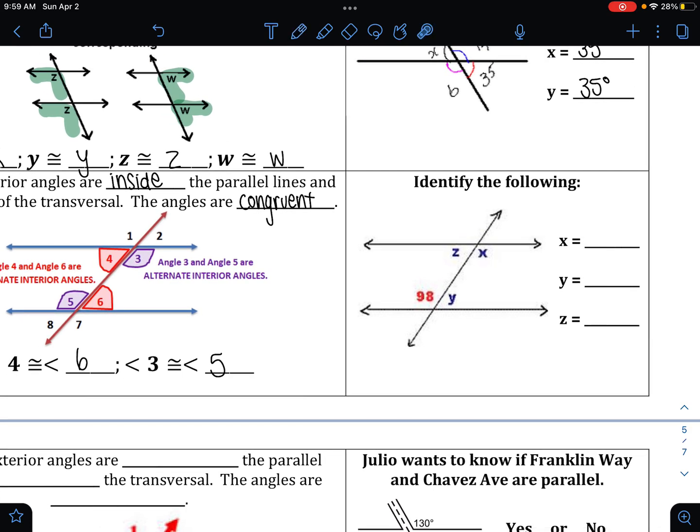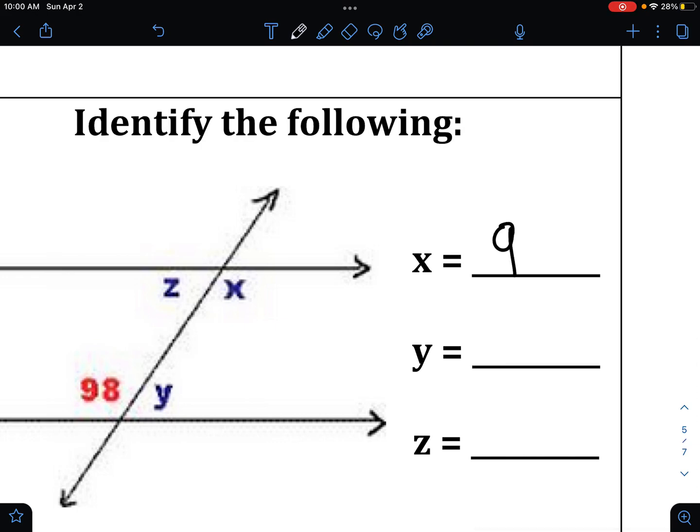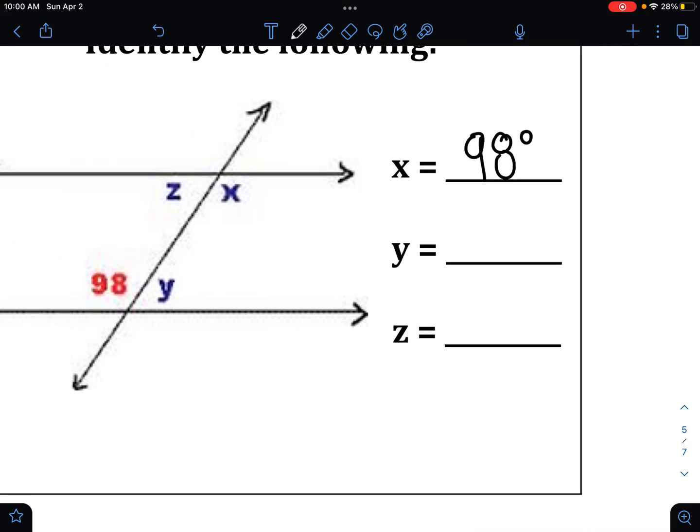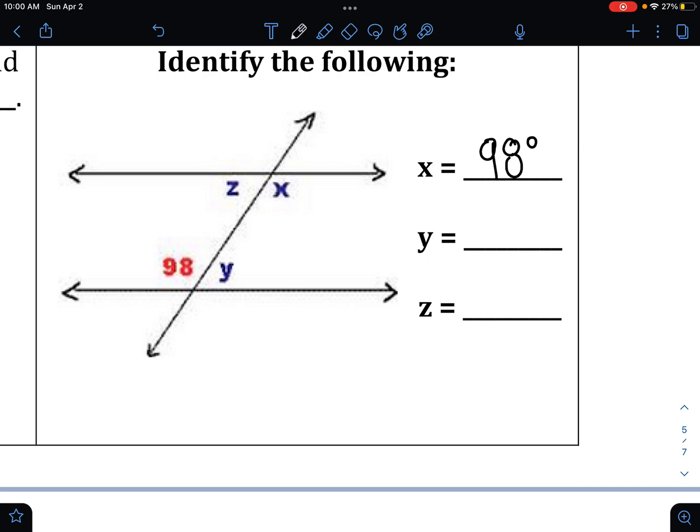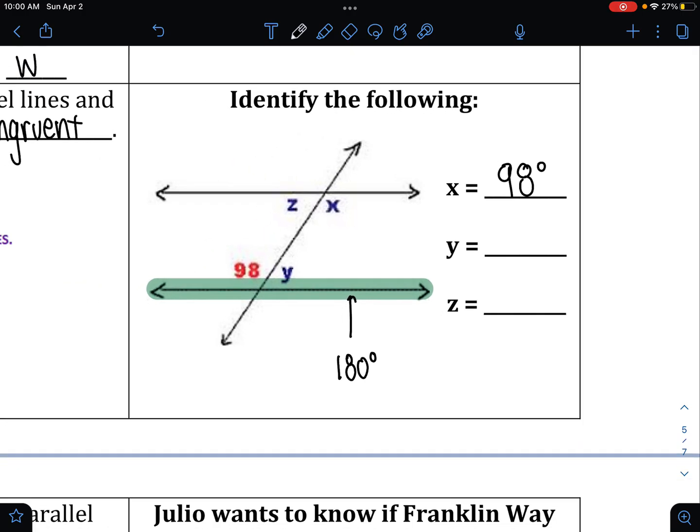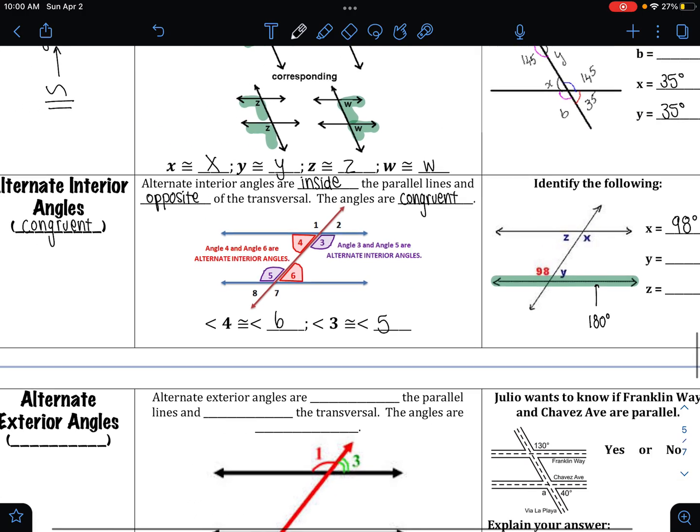So using my picture at the left, I can see that 98 is going to be the same as angle X. To find what Y and Z are, you're going to need to remember that this is a straight line, and a straight line adds up to 180 degrees. So then what value of Y is going to satisfy that? And use your alternate interior angles to help you.